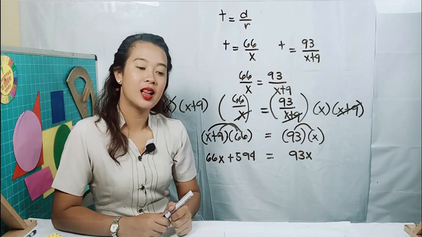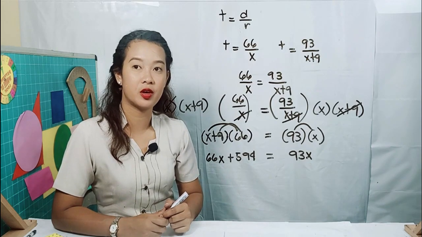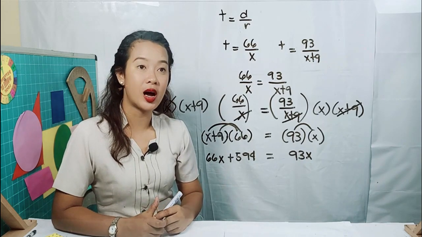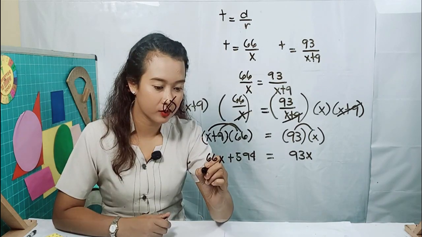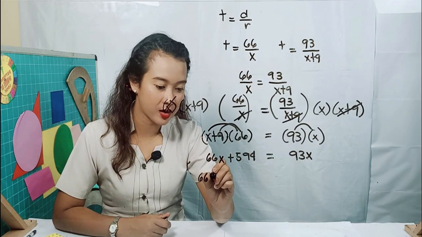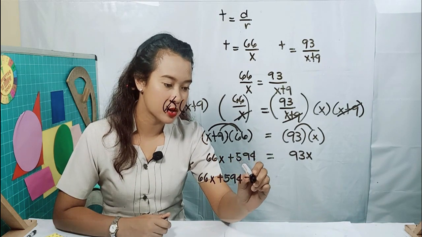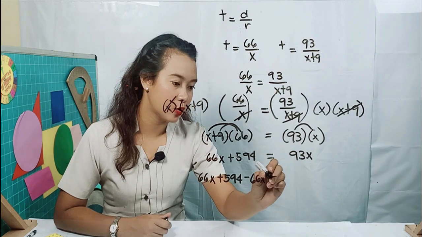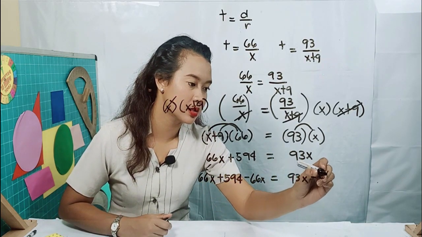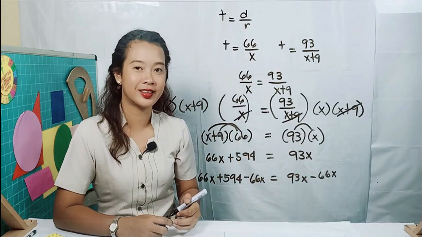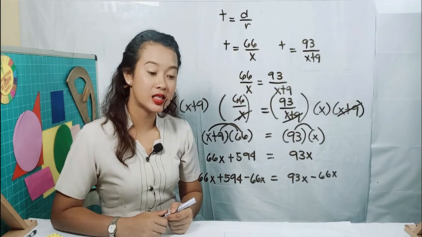Let's combine like terms by applying the subtraction property of equality. Let's subtract 66x on both sides of the equation. 66x plus 594 minus 66x equals 93x minus 66x. 66x minus 66x is 0.